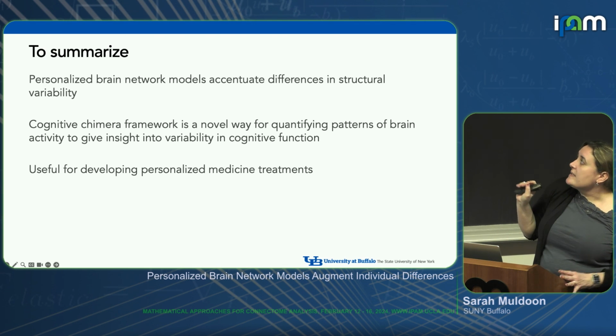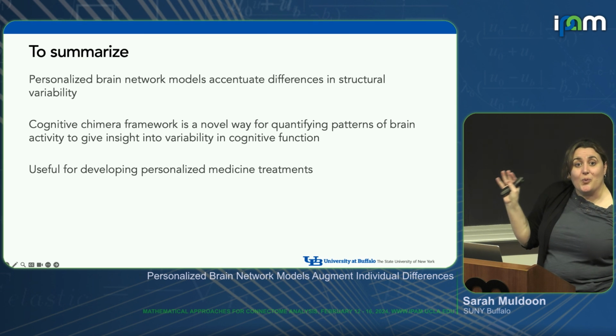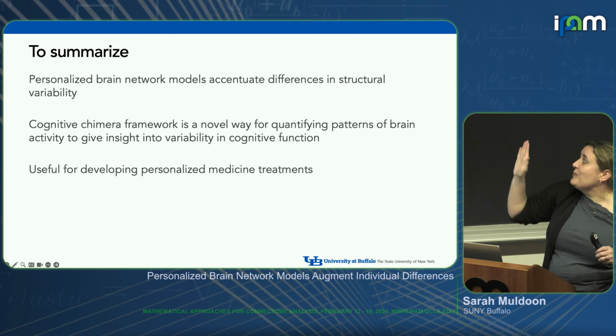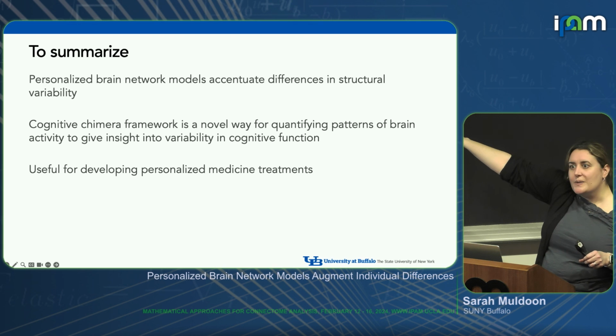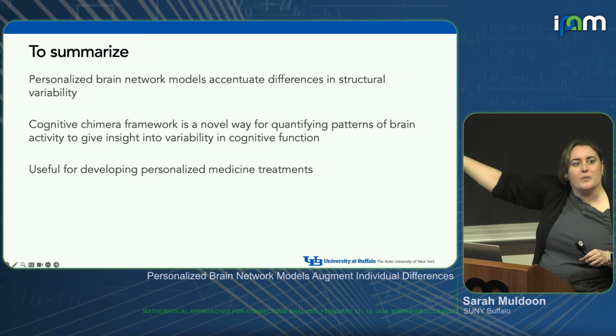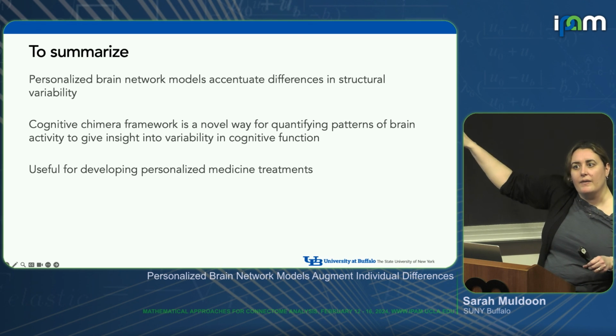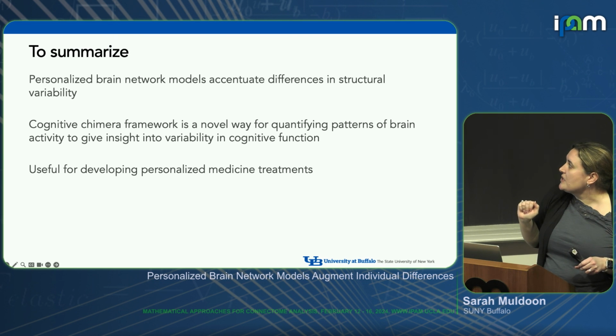Just to summarize, these models are great at accentuating these structural differences. We really had a hard time measuring differences between people just looking at these structural networks. But as you can see here, we see all kinds of differences when we look at these functional networks derived from doing simulations with them.